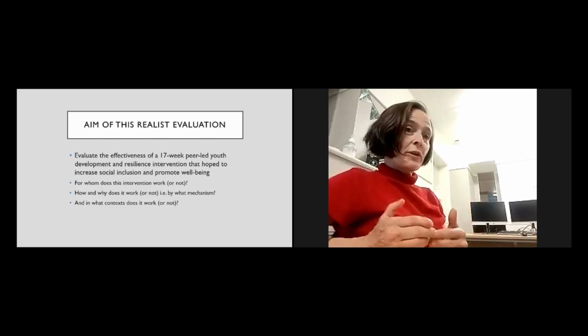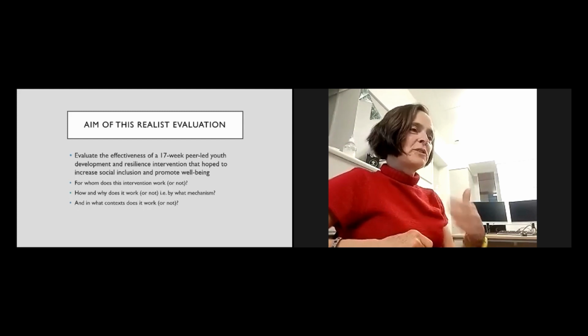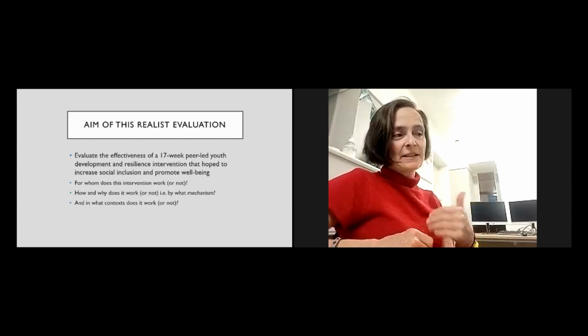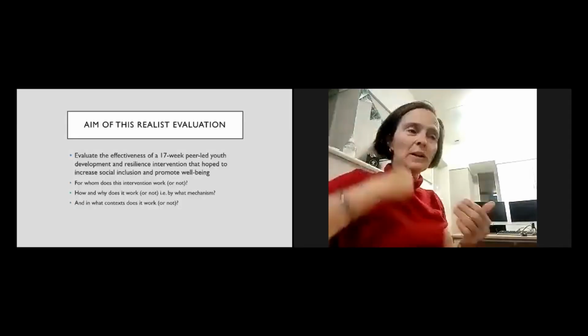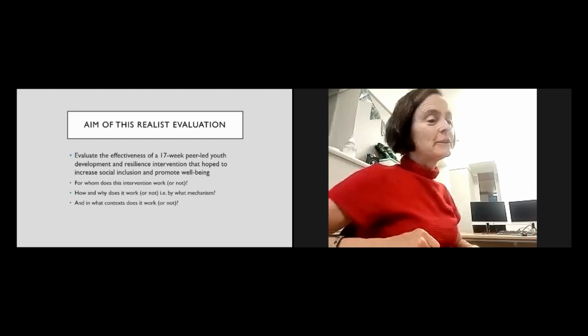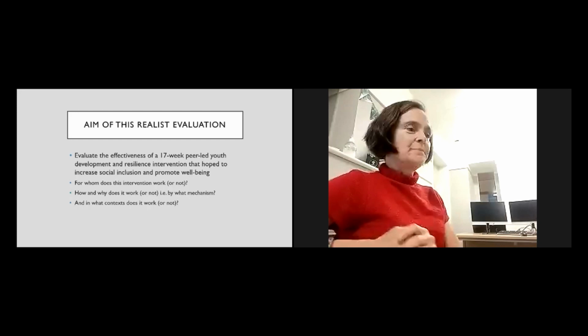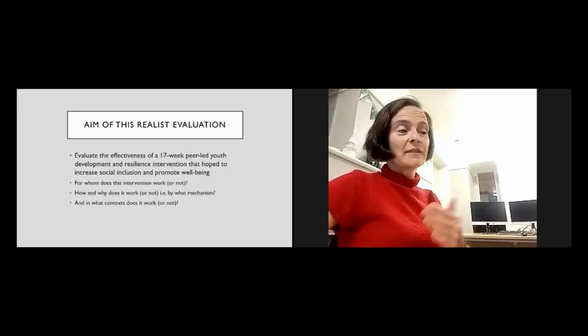And so I'm going to now go through how we did a realist evaluation of a peer youth resilience intervention that we were running in India. We were wanting to evaluate the outcomes we were looking for: does it increase social inclusion for young people with health problems, and does it promote well-being or mental health? So we had 3 questions, and these are very much the questions that come up in every realist evaluation. For whom does this intervention work? How and why does it work? What are the mechanisms? And in what context does it work or not? So we didn't want to assume it works, but we wanted to examine what happens, does it work, and how does it work if it does.